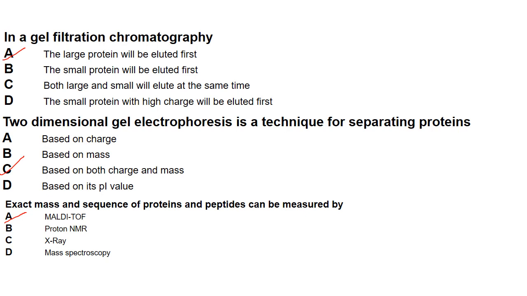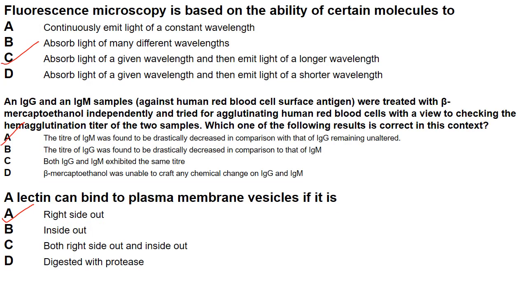Then exact mass and sequence of proteins and peptides can be measured by using MALDI-TOF. That is matrix assisted laser desorption ionization time of flight mass spectrometry. Answer is option A. Then fluorescence microscopy is based on the ability of certain molecules to absorb light of a given wavelength and then emit light of a longer wavelength. Answer is option C.